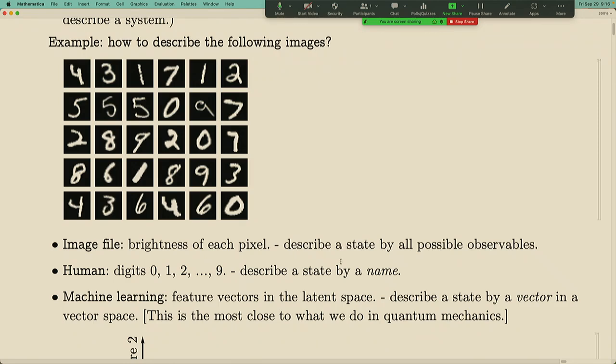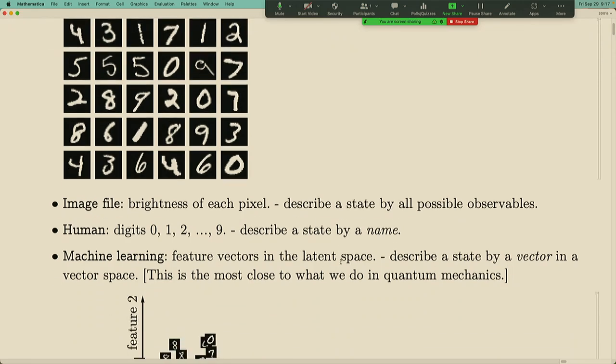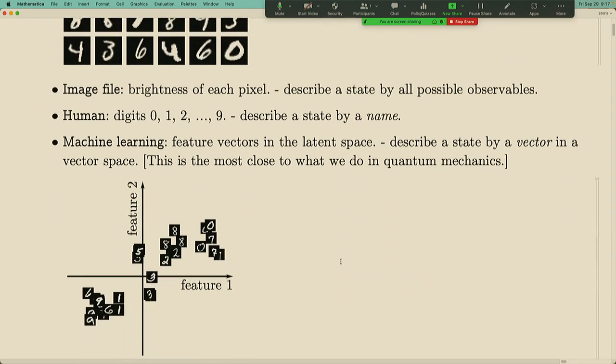You can observe many things about the system, but maybe that's not a good description. Maybe there's a more efficient description. Like as humans, we describe these pictures by digits, 1, 2, 3, 4, and so on. That's describing things by names. But if you describe things by names or by language or by words, sometimes that's okay, but sometimes it's not very precise. Although it's very efficient, it's not very precise, because there are many ambiguities in human language. So there comes the third method, which is machine learning.